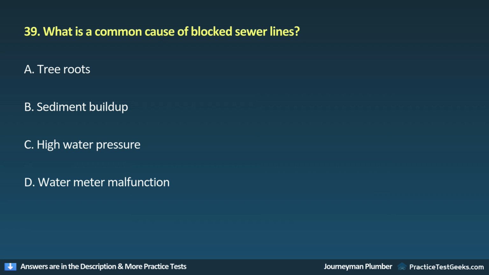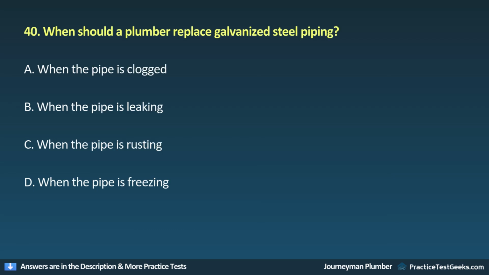39. What is a common cause of blocked sewer lines? A. Tree roots. B. Sediment buildup. C. High water pressure. D. Water meter malfunction.